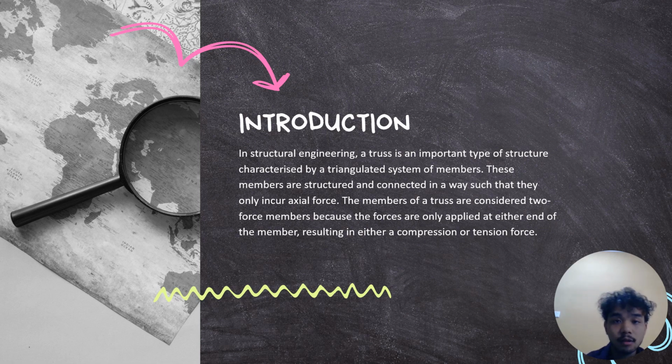Today our group is going to talk about two force members in a roof truss concept. In structural engineering, a truss is an important type of structure characterized by a triangular system of members, which is formed by two force members. These members are structured and connected in a way such that they only incur axial force. The members of the truss are considered two force members because the forces are only applied at their ends, resulting in either a compression or a tension on the member.